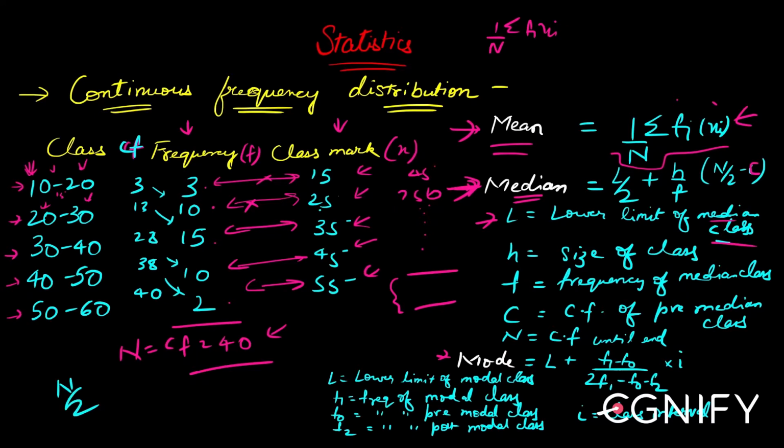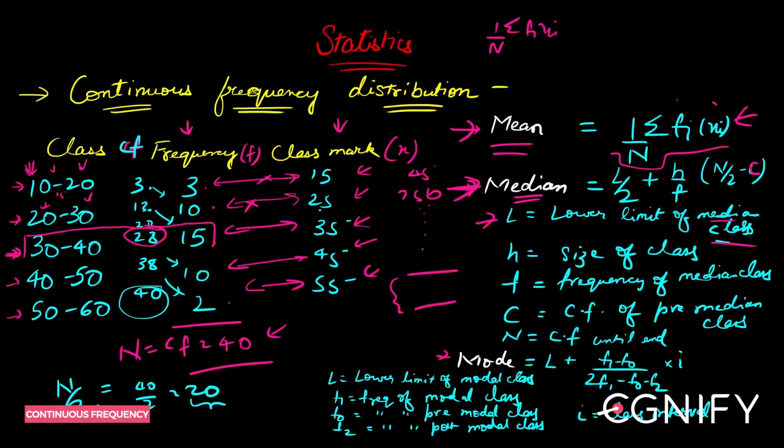So n by 2, what is your n? 40, which is the last, the total cumulative frequency, right? This is your n. N by 2, which is 40 by 2, is 20. So you will take that class whose cumulative frequency is greater than or equal to 20, or closest to it. So 20 will lie somewhere between 13 and 28. Greater than 20 is your 28, so I'll choose this 28. So that means this is my median class, right, because 28 lies here.